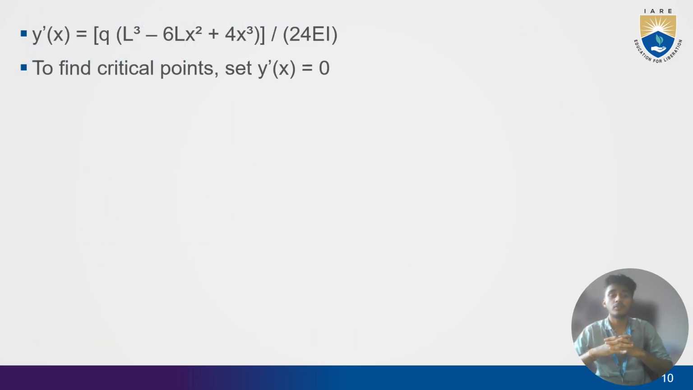The differentiation of the slope function is equal to [q into (L³ − 6 L x² + 4x³)] divided by 24 EI. To find the critical point, we have to set the function's derivative with respect to x equal to 0.